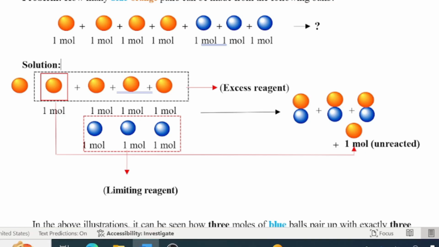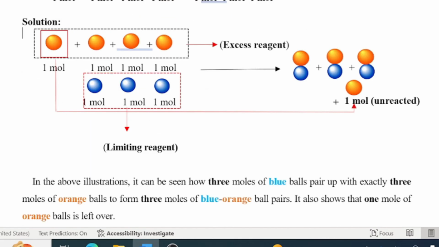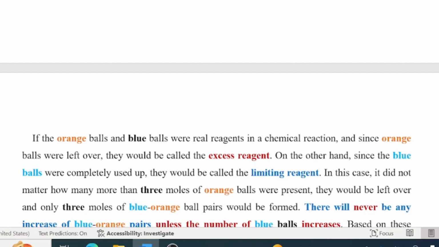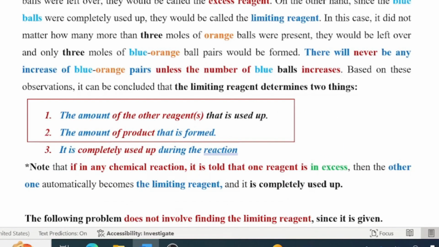Secondly, the limiting reagent also determines how much of the other reactant is being used up. So there are 3 things about the limiting reagent. One, it is completely used up during a chemical reaction. Two, and most importantly, it determines how many moles of products are being formed. And thirdly, it can help you to determine how much of the other reagent is being used up. You can read what I'm talking about there, all these things. Same thing I've explained to you. So we have 3 things about the limiting reagent.